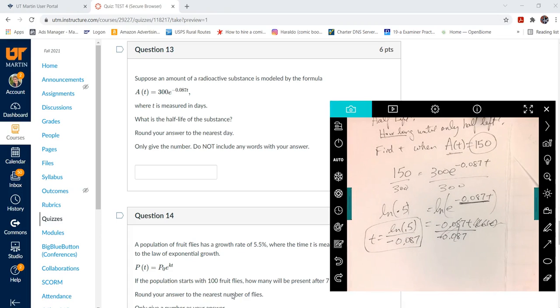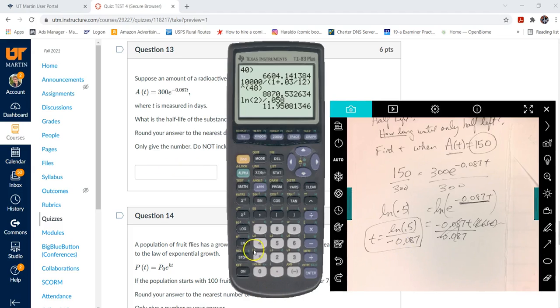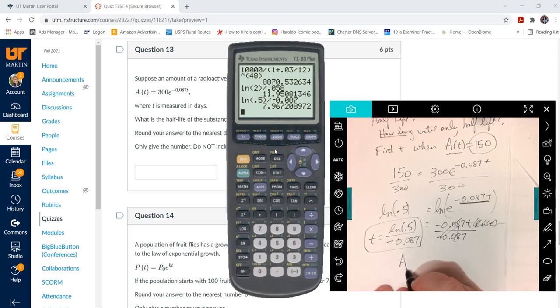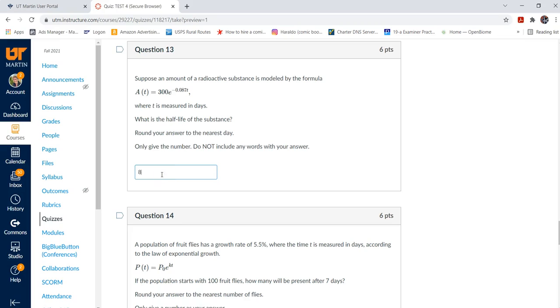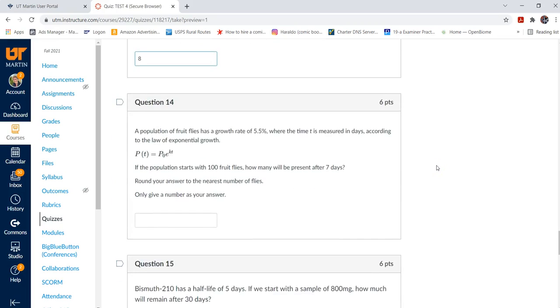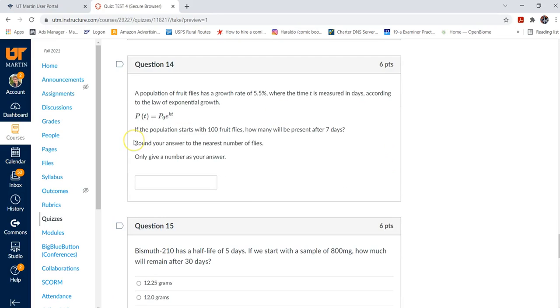That's an exact answer, but it says to round it to the nearest day. Okay, so ln of 0.5 divided by negative 0.087. Okay, so 7.967 rounded to the nearest day is going to be 8. So it's going to take approximately 8 days. We only give the number. Do not include any words. So don't type in 8 days, just type in 8.